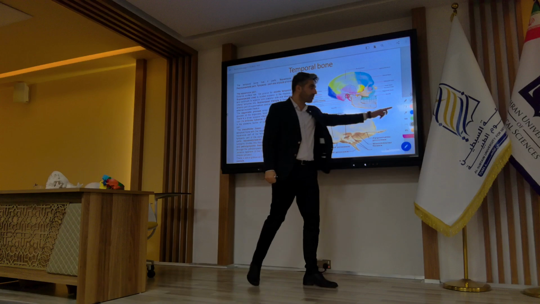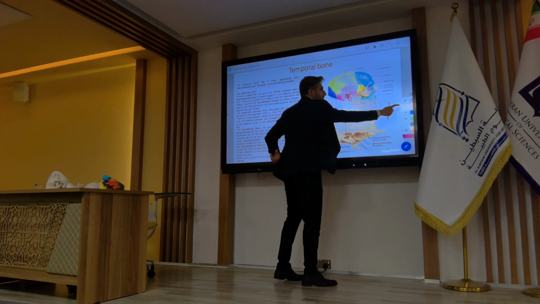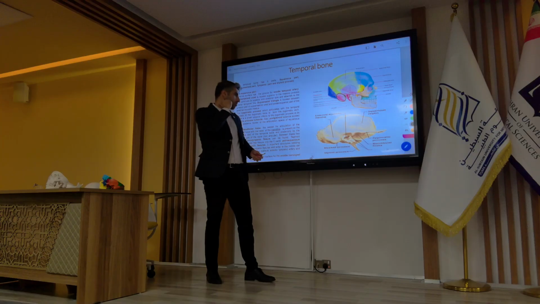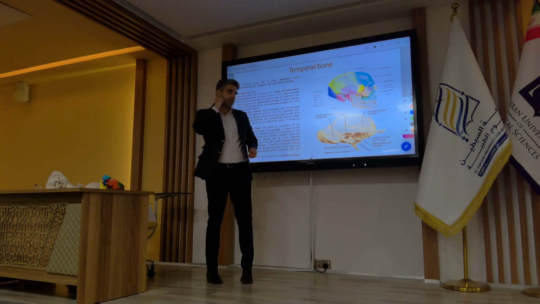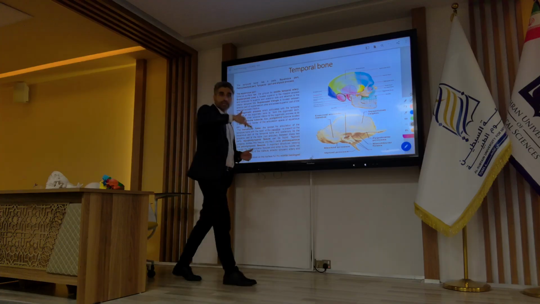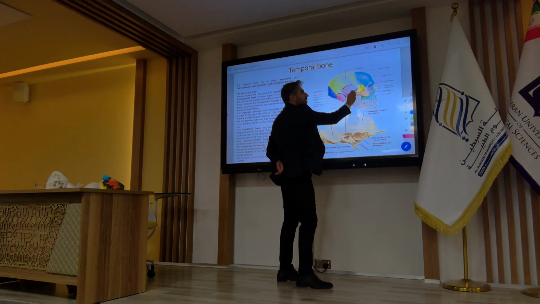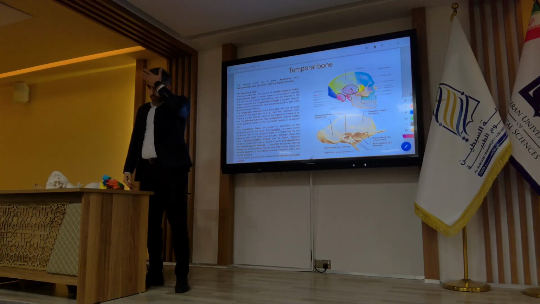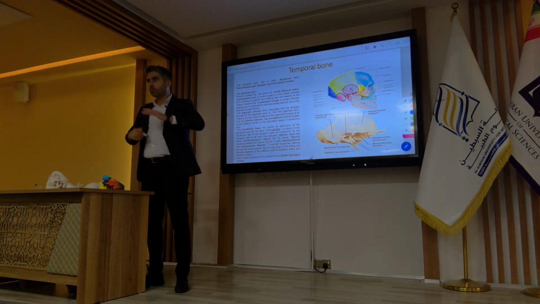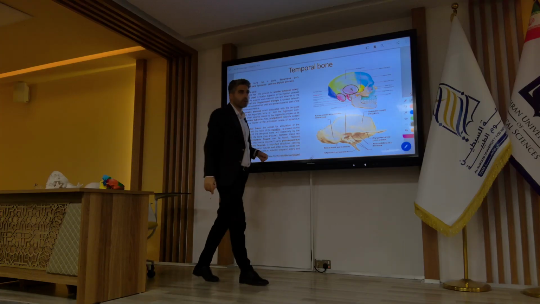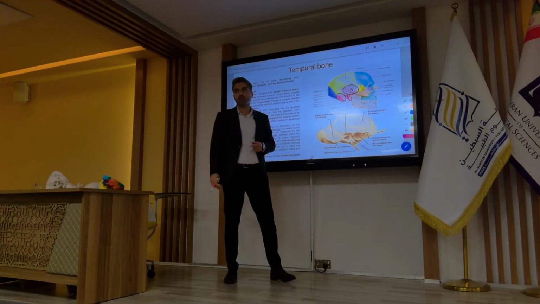Behind this meatus, you have mastoid part. This is mastoid part. You can touch it. It's here. Behind the foramen, you have mastoid part. Anterior and superior to the foramen, you have a squamous part. Again, a squamous part of the frontal, a squamous part of the occipital, a squamous part of the temporal, flat and thin. Then tympanic part.